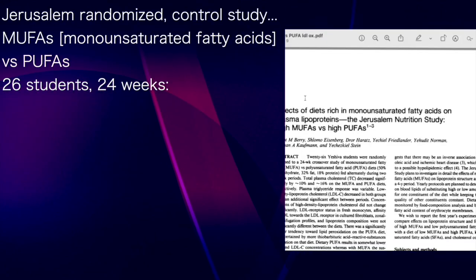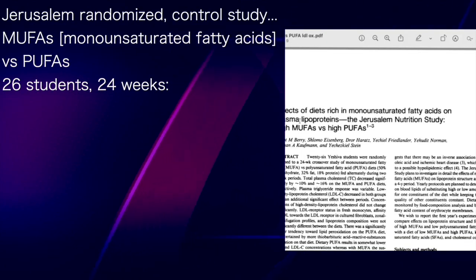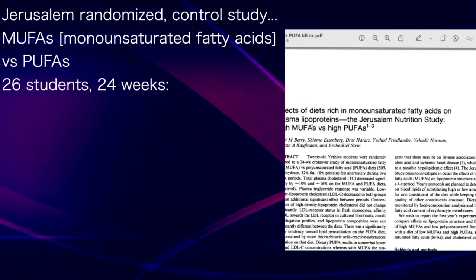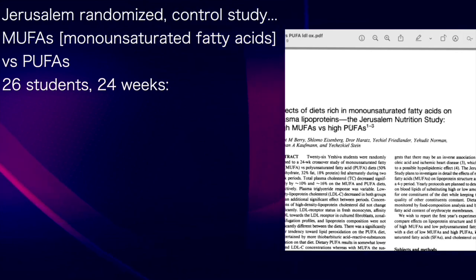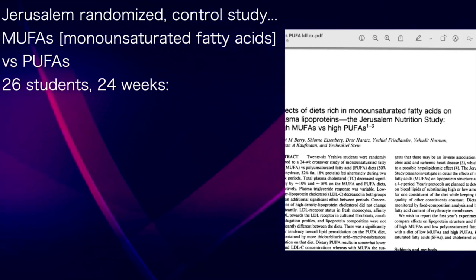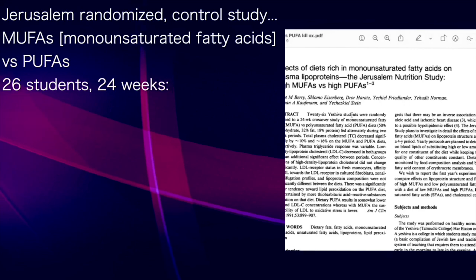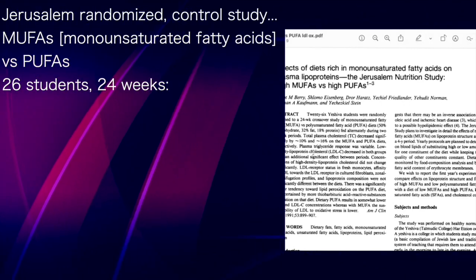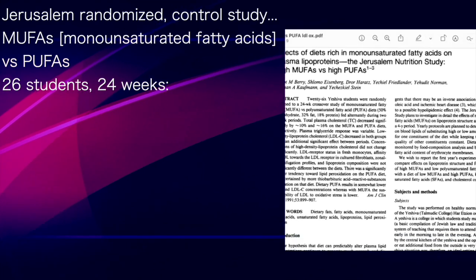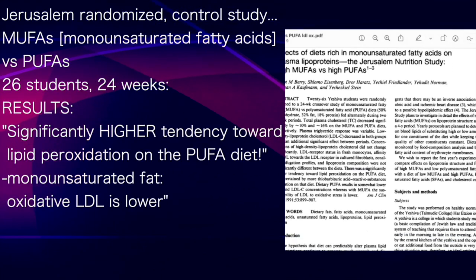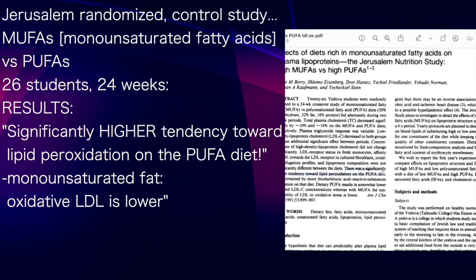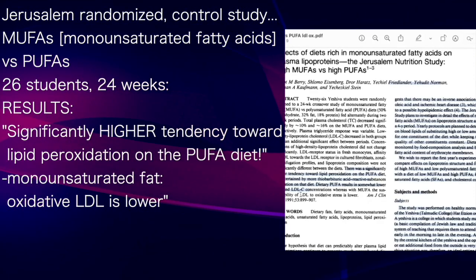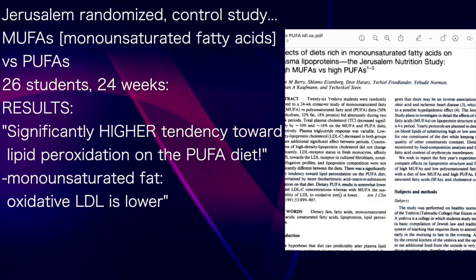The effects of diets rich in monounsaturated fatty acids on plasma lipoproteins, the Jerusalem nutrition study, high MUFAs, monounsaturated fatty acids, versus high PUFAs, polyunsaturated fatty acids. It's 26 students randomly assigned to a 24-week crossover study. Again, all of the studies I have shown you are randomized, controlled studies. There was a significantly higher tendency toward lipid peroxidation on the PUFA diet, whereas with the monounsaturated fat, the susceptibility of LDL to oxidative stress is lower.